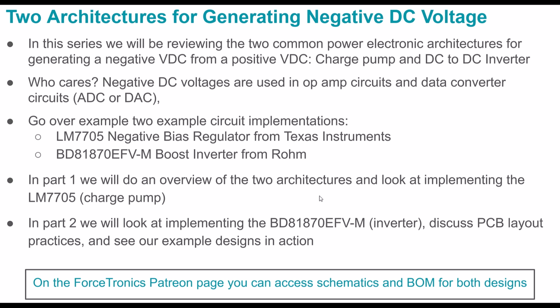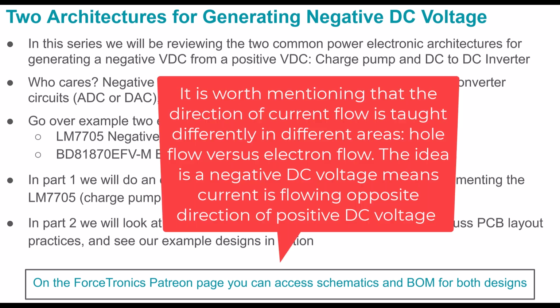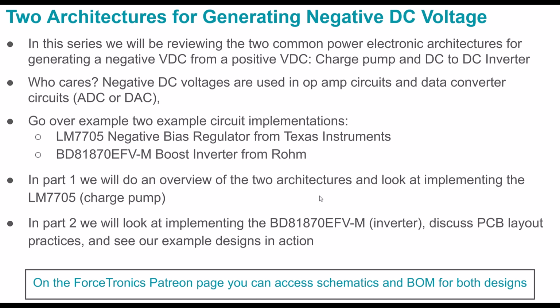Well, what is a negative DC voltage also? A negative DC voltage is just a DC voltage where current is flowing in the opposite direction. So when we think of positive DC voltage, we have some kind of voltage source. Current's going to flow from the source through the load to ground. When we have a negative DC voltage, current is flowing the opposite direction. It's flowing from ground through the load back to the power source.